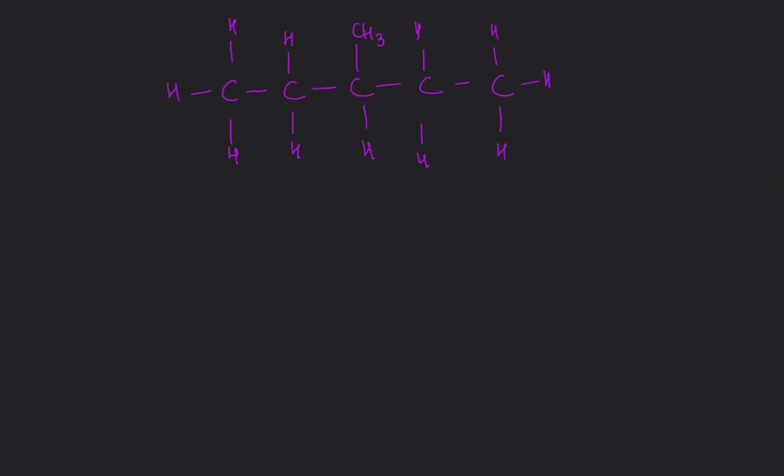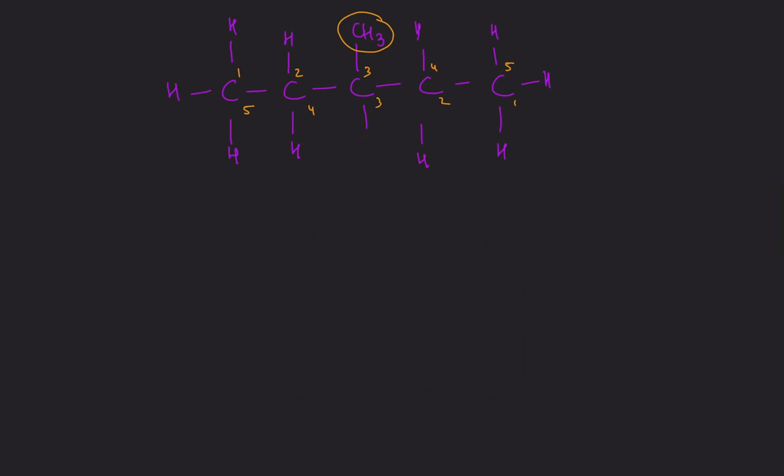Okay, so try and name that one. So first things first is labeling each carbon from either side. In this circumstance, the side group here actually gets the same number either way, so it doesn't matter which way you go. So how many C's do we have? We have 5, which means we're going to have a pentane. And then what carbon is it on? It's on the third one. So 3 dash methylpentane. And that's it.